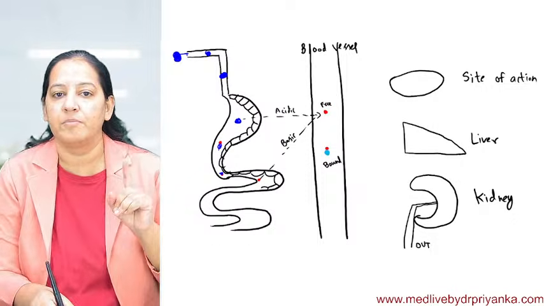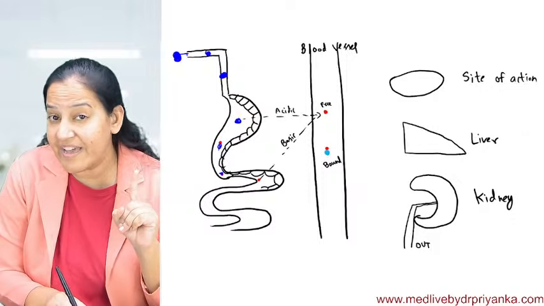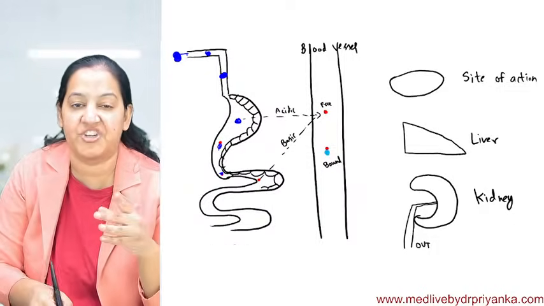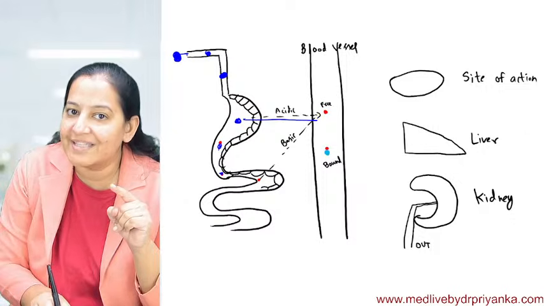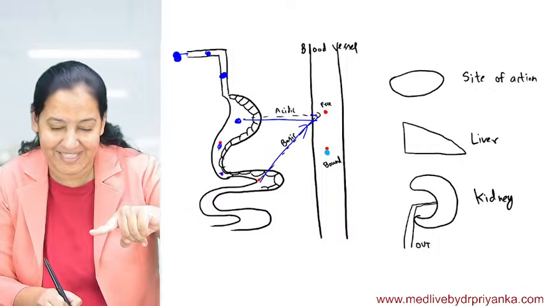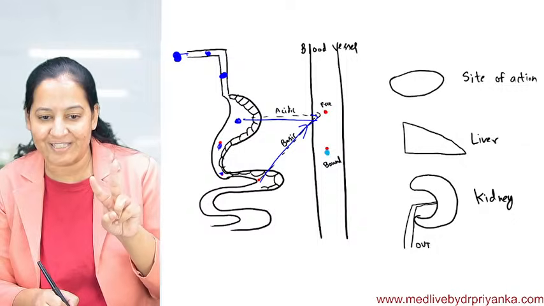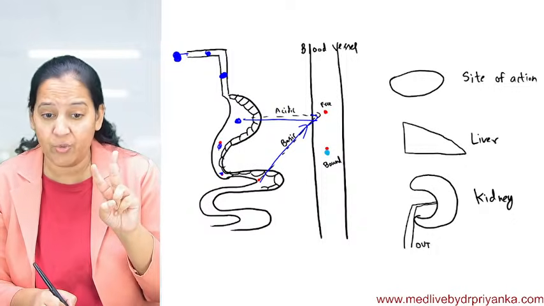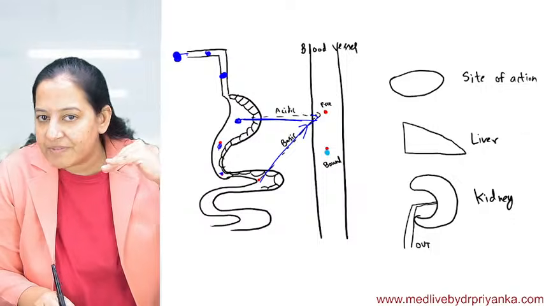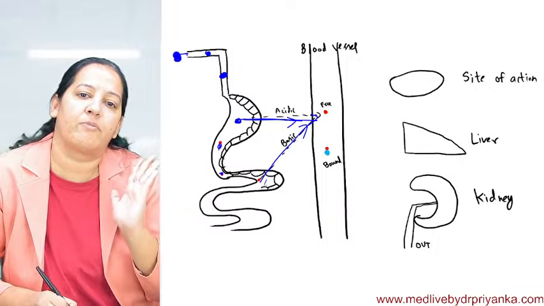Now the stomach has an acidic medium, it has HCl. So it's a rule, I will explain in the later half of the session: acidic drug gets absorbed from the acidic medium and basic drug gets absorbed from the basic medium. The intestine has a basic medium. So there are two types of drugs, acidic and basic weak electrolytes.